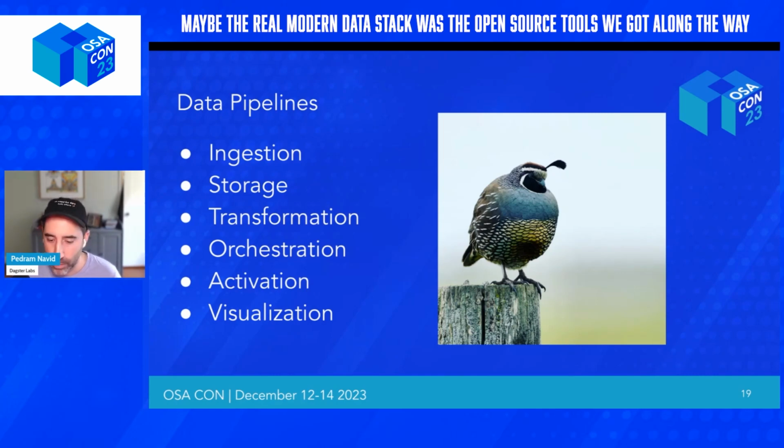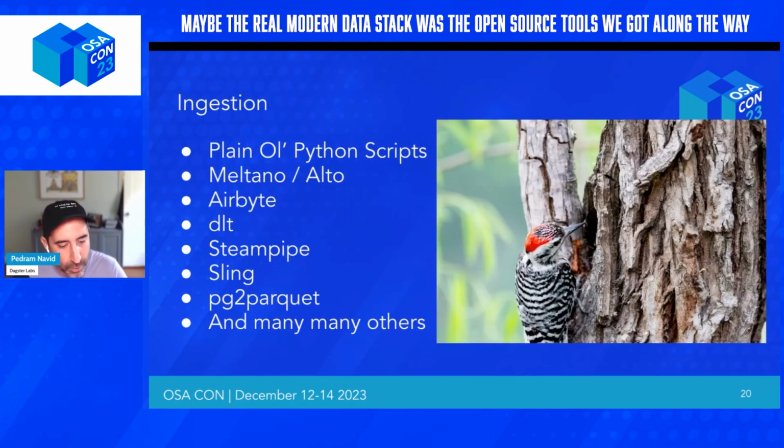It really starts with ingestion, obviously, right? We got to get the data first before we can do anything with it. And then we got to store it, transform it, orchestrate it, and then activate it in some way and maybe visualize it. These are sort of the key parts of a data pipeline. And when we think about ingestion, I think here is where we have a wealth of options. I think the first option we tend to reach for, and probably one of the best options as much as possible, is just plain old Python, right?